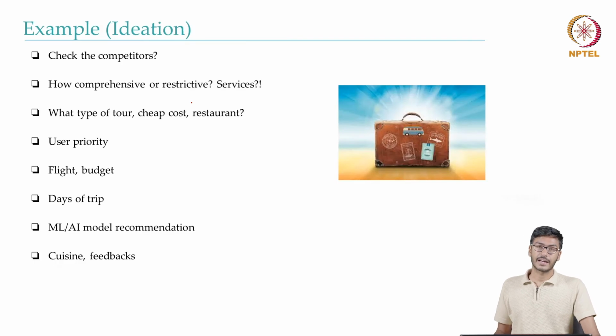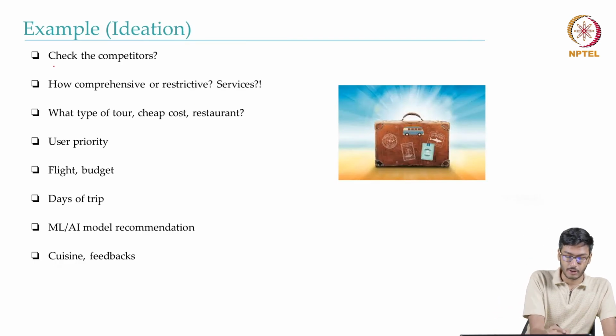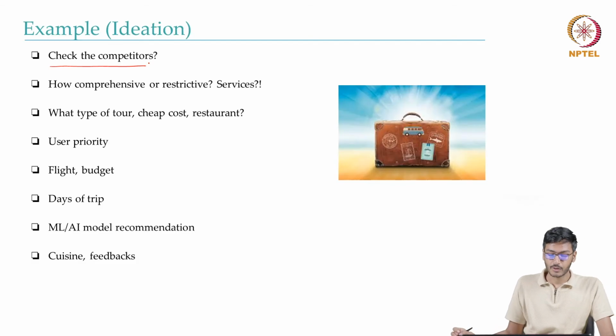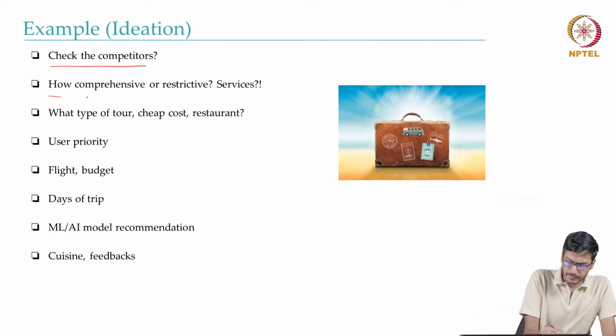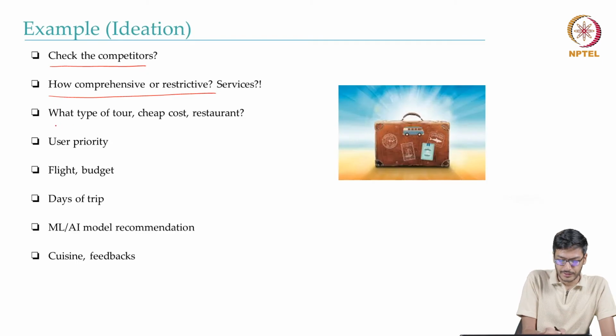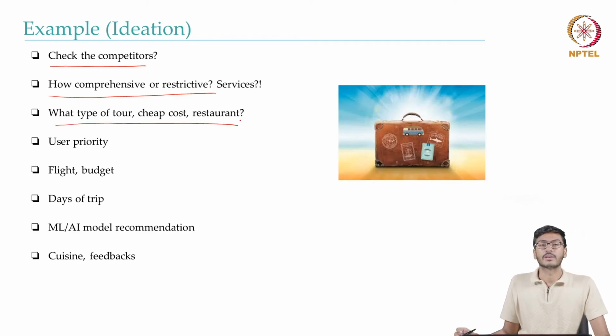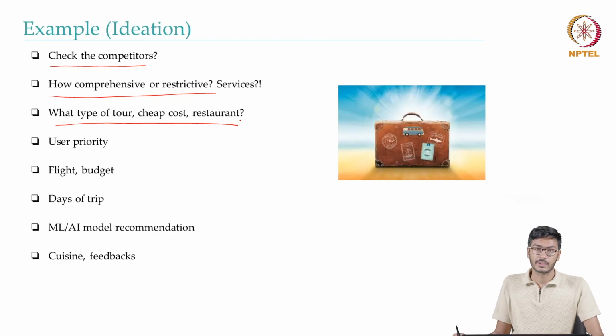The first is ideation. We check the competitors, how comprehensive or restrictive services can be, for example, the visa requirements. You may need to check for various visa requirements before you check the flight tickets to the same country. Then we have what type of tour it is. Is it a budget tour? Is it a backpacking trip? Or is it a luxury tour?